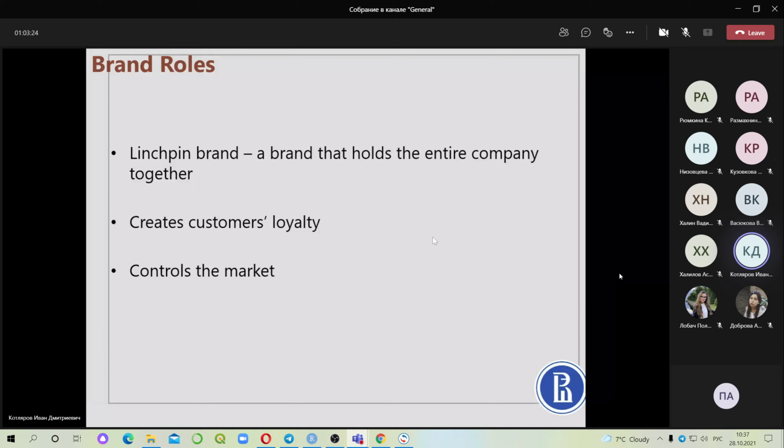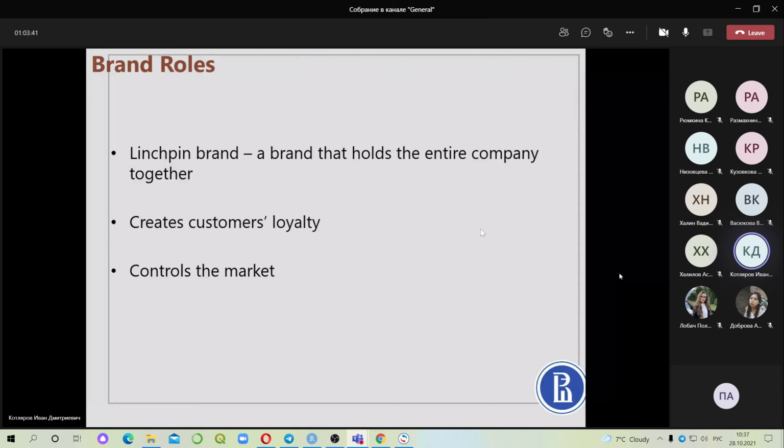Guys, do you understand? Is it clear? Sberbank again would be a good example. It tries to control the whole digital operations on the market, and obviously Sber creates customers' loyalty. Is it clear?